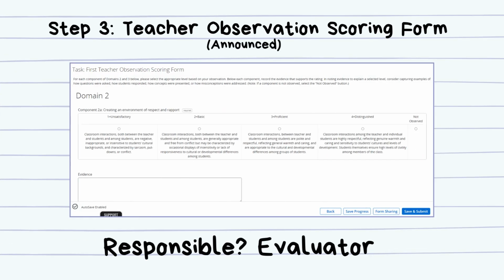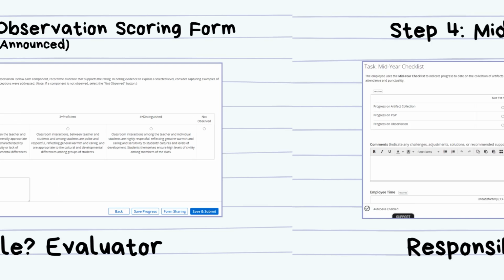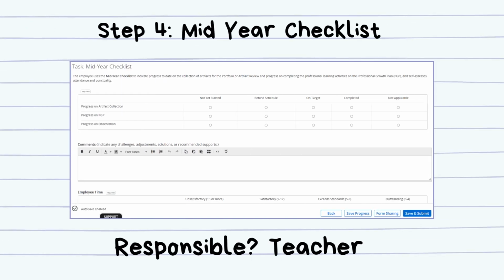The next step is the observation scoring form. After the observation meeting is held, the evaluator will fill out this form, rating the teacher based on the Danielson framework for teaching. The next step is the mid-year checklist. After the first semester, the teacher will rate their progress towards their goals for the school year.